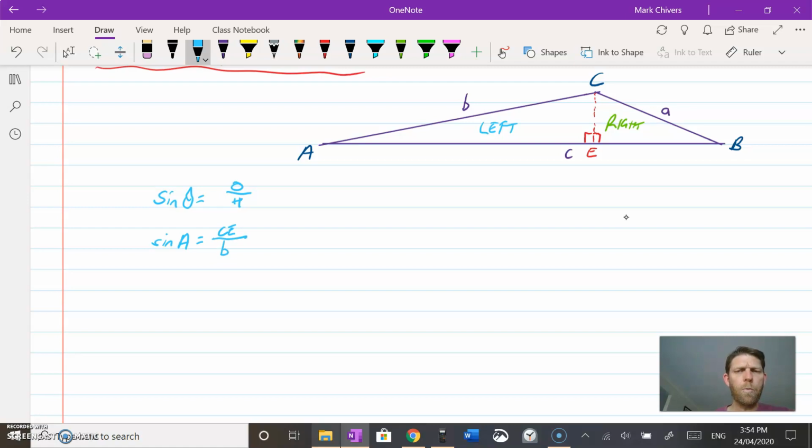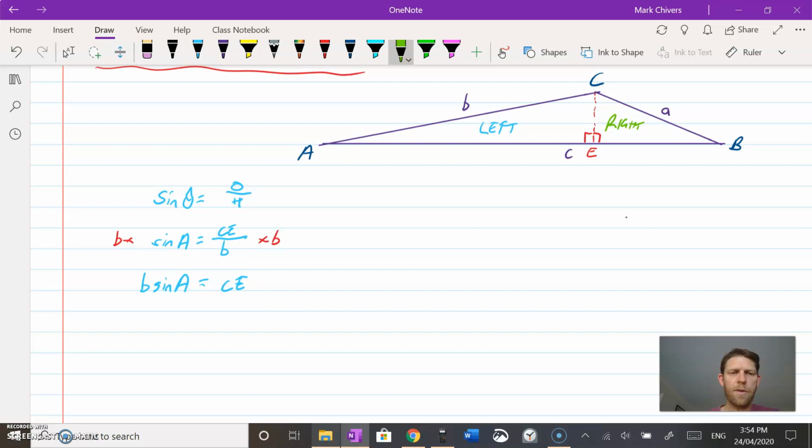But we know that CE is common to both triangles. So let's just move this around. If I multiply both sides here by b, I'm going to end up with b sine A equals CE. So I know that using the left-hand triangle, I can get an expression that equals that length CE, and that's b sine A. And that's just using what we already know from right-angle trigonometry.